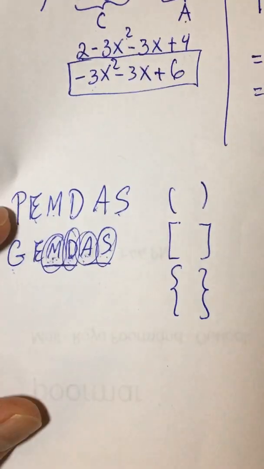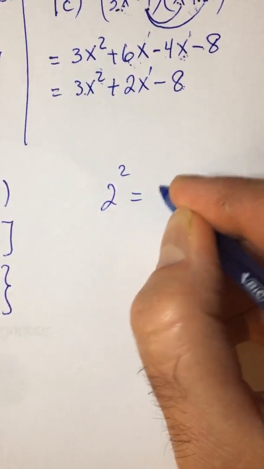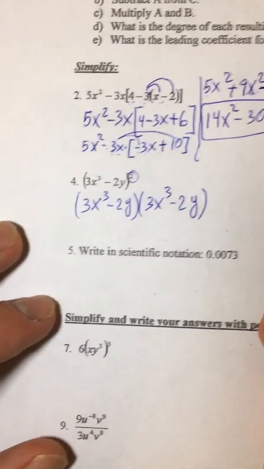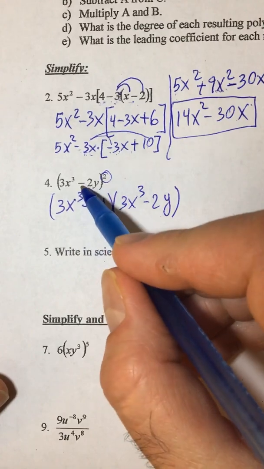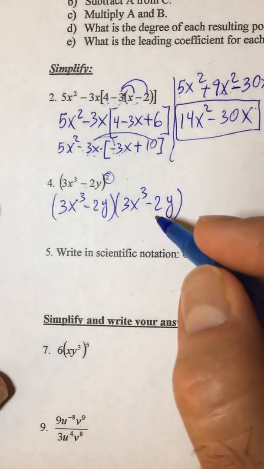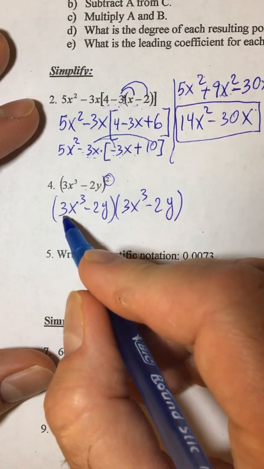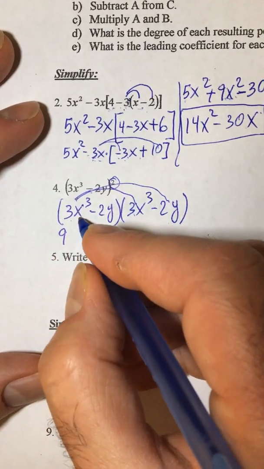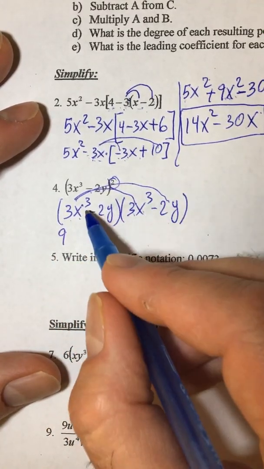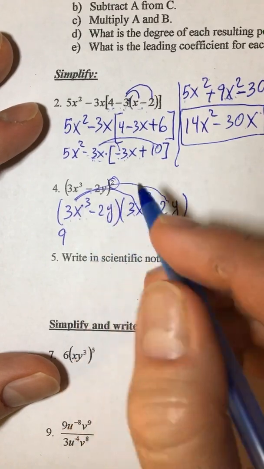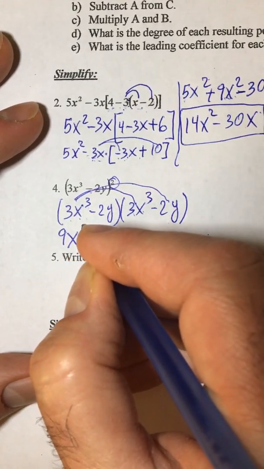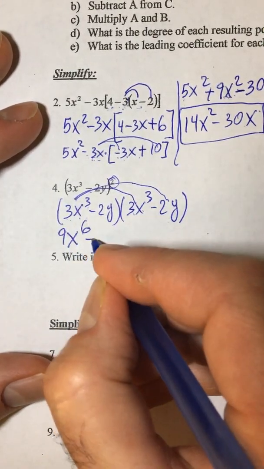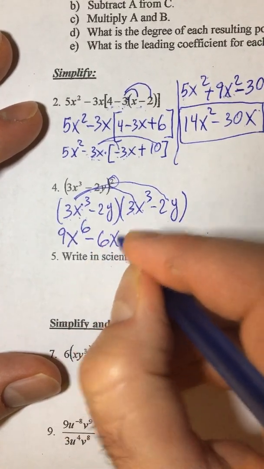So for example, if I have 2 squared, what does that mean? 2 times 2. Number multiplied by itself, or quantity multiplied by itself. So same thing, this was squared, so this times itself. So we do the same thing as number 3. We have first, so 3 times 3 is 9. X cubed times x cubed. What do we do? We add the exponents. Okay, so that gives us x to the 6th. And then multiply these two. Positive 3 times -2, that's -6. X cubed times y, so that's x cubed y.